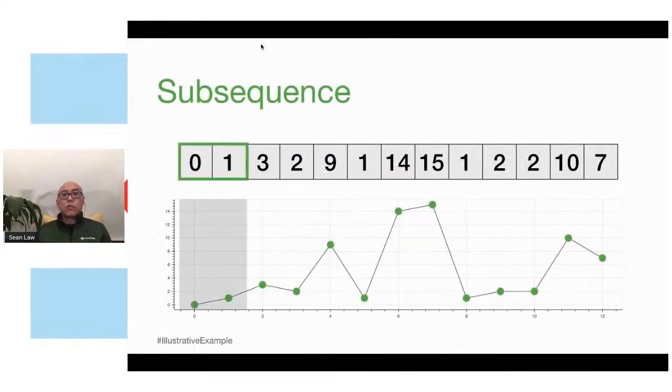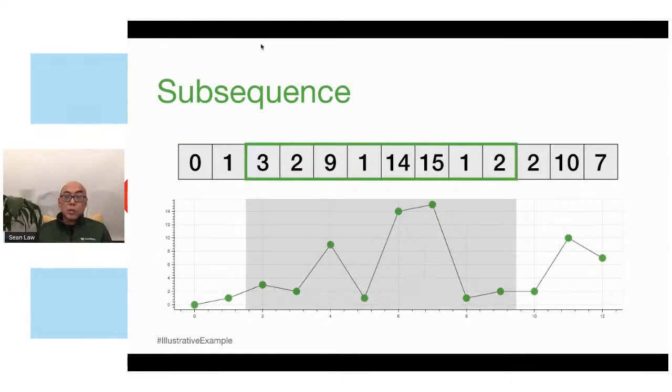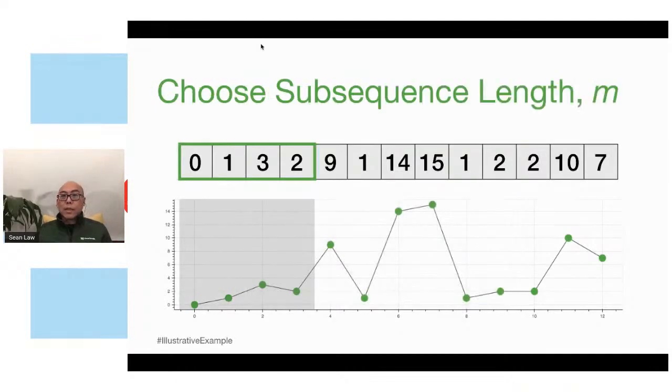This green rectangle over here denotes 2 points, and this can be a subsequence of length 2. Similarly, this is another subsequence of length 3, and your subsequence could be as long as, let's say, of length 8. So all of these are considered subsequences. So now that we understand what subsequence means, we can say, let's choose a subsequence length, m. So in this particular case, we're choosing the subsequence with length m equals 4.